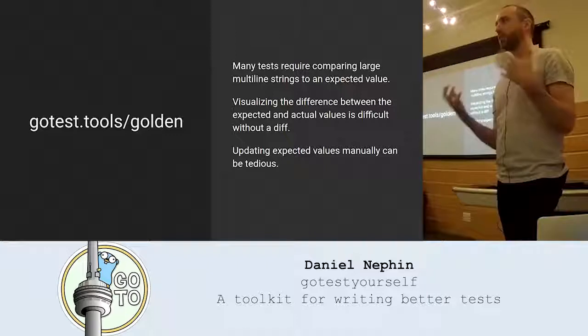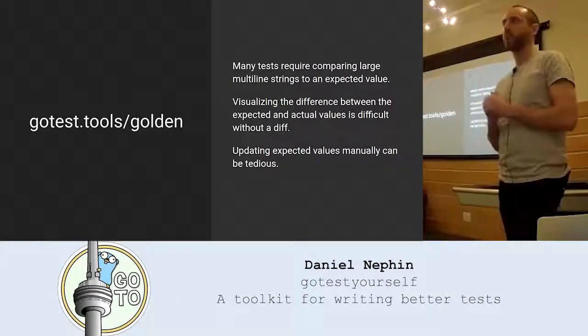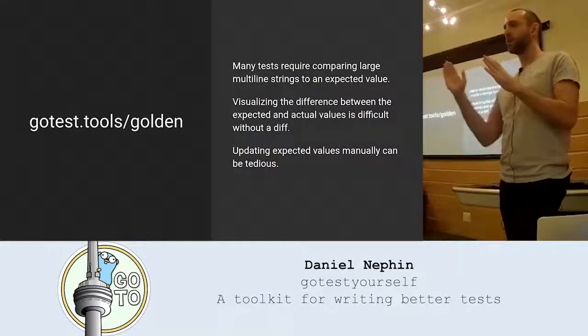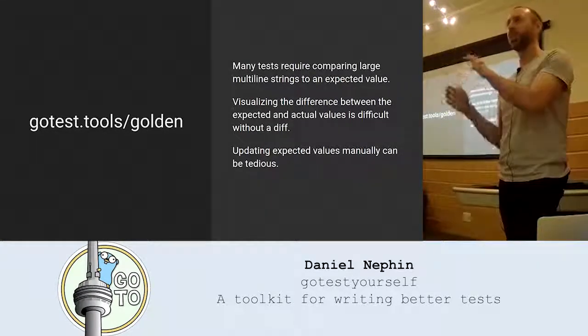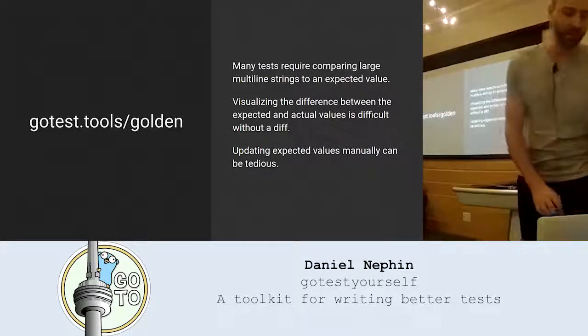So we want some kind of unified diff, something like git diff. And we also wanted a convenient way to update these values. If we had 200 tests and we made a little bit of a change to a table where there was extra space, we don't want to have to go through and manually edit 200 files to update the expected values.